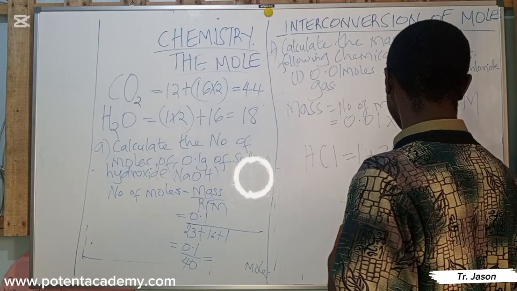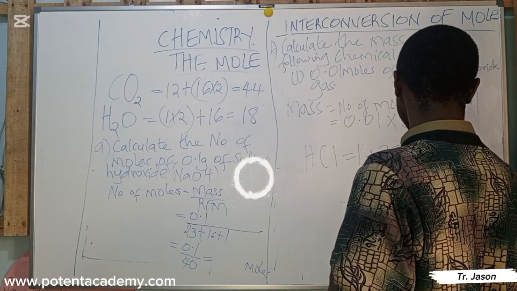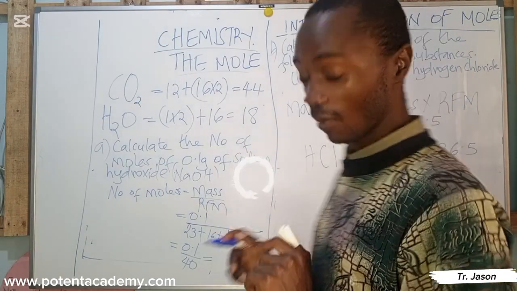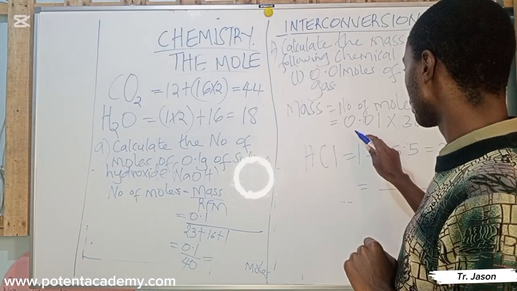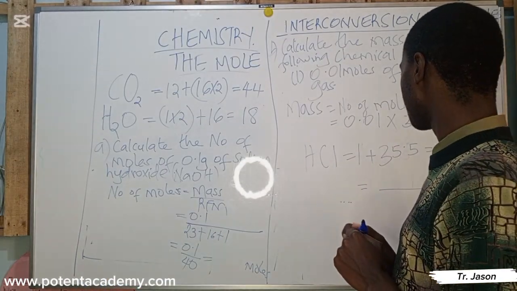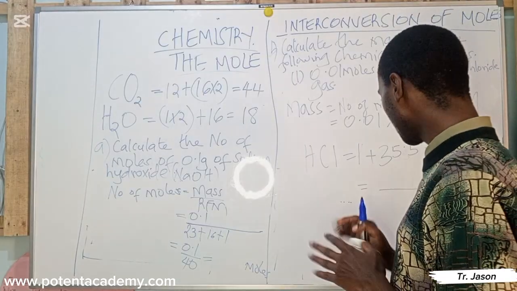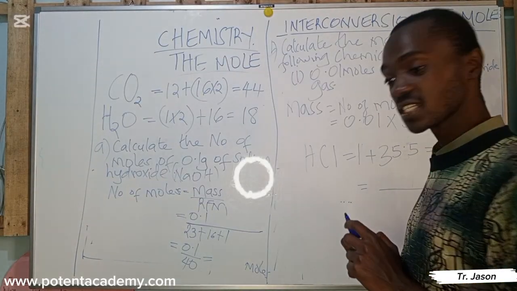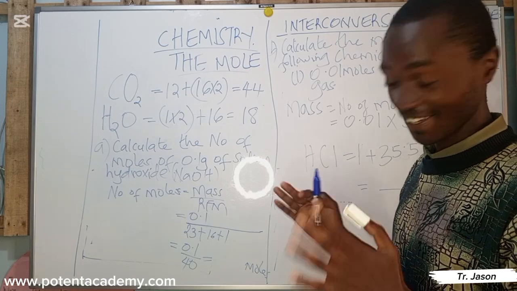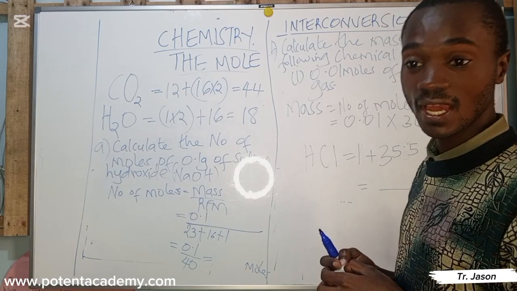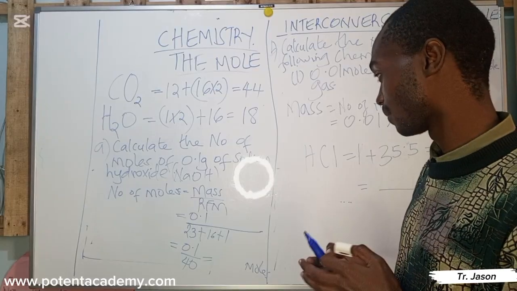After multiplying, the answer that you get should be in grams. So our online student, using your calculator, work out 0.01 times 36.5. The answer that you get, you give your answer in grams. That's how we calculate the mass.